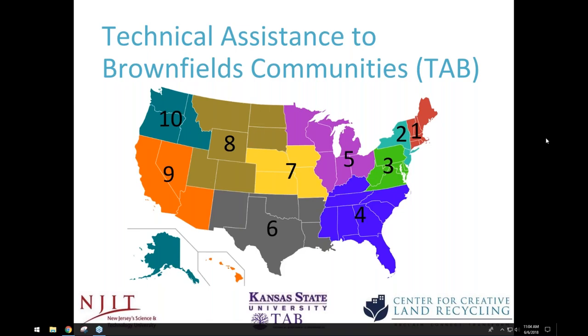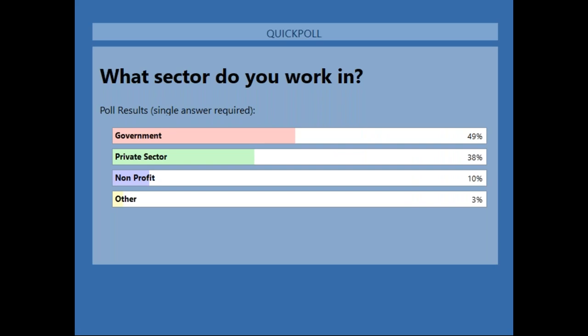All right, most of you have responded, and half of you are with the government, about a third with the private sector, and we have nonprofits, and we have 3% other.